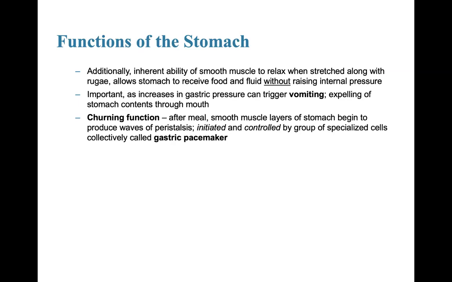The churning function: after a meal, the smooth muscle layers of the stomach begin to produce waves of peristaltic contractions initiated and controlled by a group of specialized cells referred to as gastric pacemaker cells. And these pacemaker cells are much like the pacemaker cells that we saw in the cardiovascular system in that they are going to initiate these smooth muscle contractions.